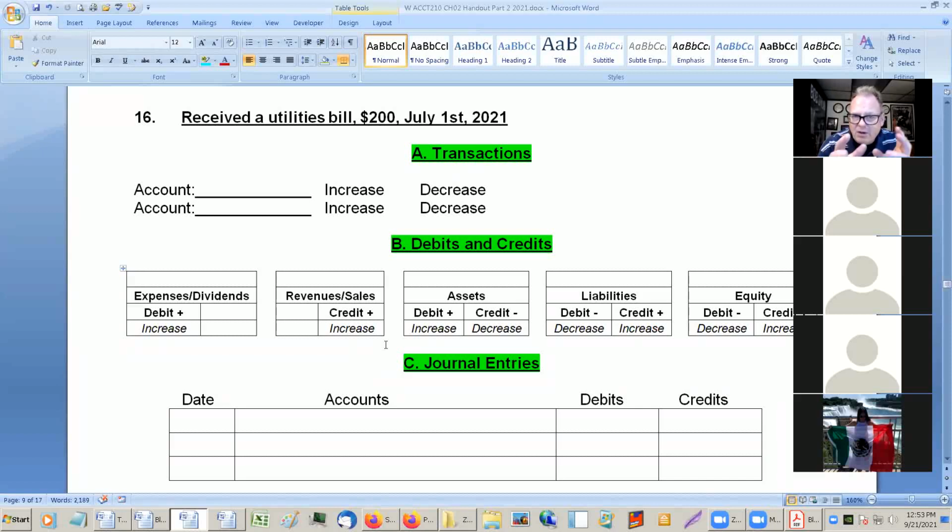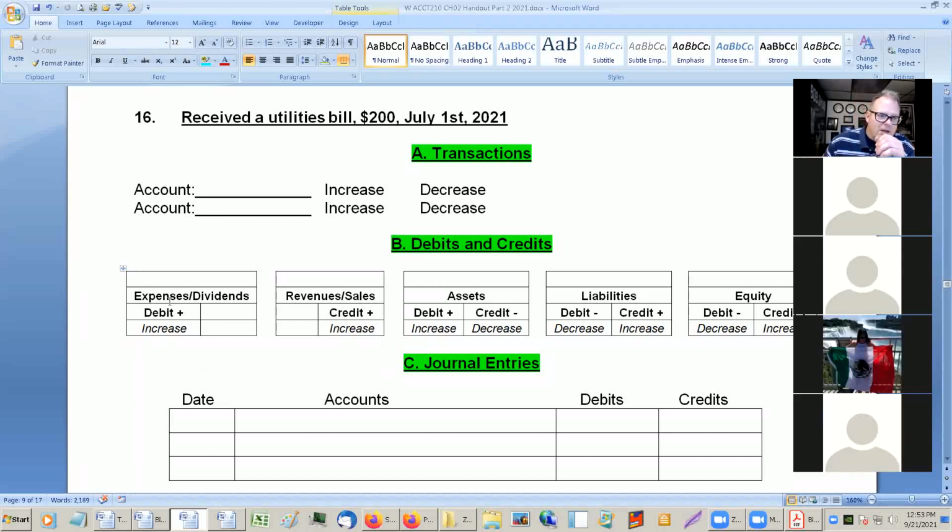Now, there is something great about revenues and expenses, and that is that expenses are virtually always going to be debits unless there's an error, and revenues are going to be credits unless there's an error somewhere. So expenses are virtually always debits, and revenues are virtually always credits.